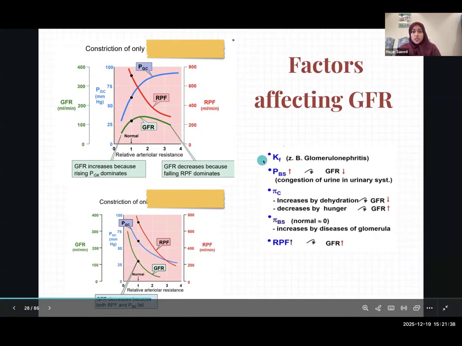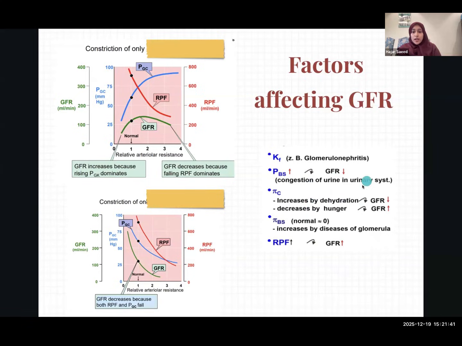Okay, another thing, factors affecting GFR. If we have congestion of urine in the urinary system, like a kidney stone or glomerulonephritis, there's going to be increased Bowman space pressure, and that's going to decrease GFR. If we have dehydration, we have increased colloid osmotic pressure because there's a higher concentration of proteins sucking in, so that's going to decrease GFR. When we're hungry, or starving people, we use a lot of plasma proteins, so that's going to increase GFR because there's less colloid oncotic pressure. Okay, and in the end, just one recap. RPF goes down, GFR goes down. RPF goes up, GFR goes up.